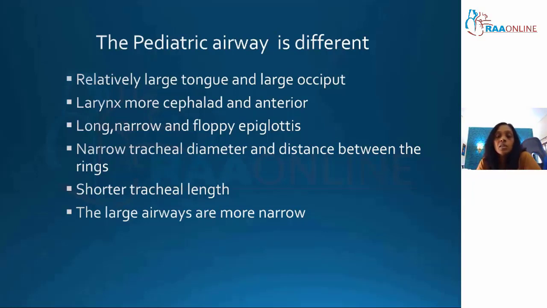narrower. So children with asthma, children with bronchiolitis, they tend to come with severe distress just because the larger airways are also narrow in kids. So these are the anatomic salient features in children that make them more susceptible to developing any kind of airway obstruction, even though it is mild.